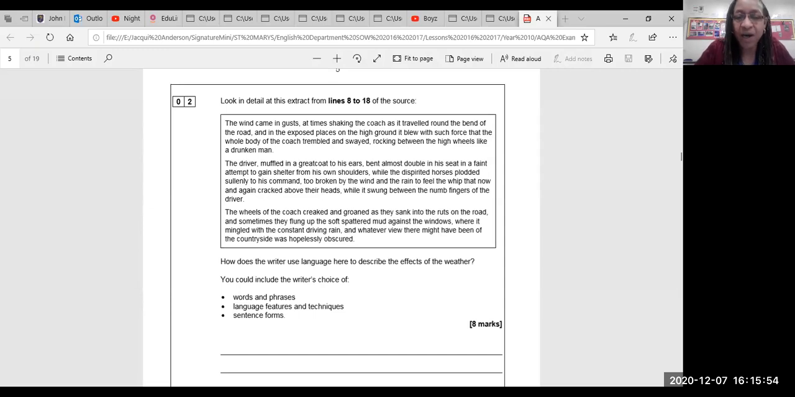Lovely. Once you've highlighted your quotations, the next thing I'm looking for you to do is to annotate those same quotations. There's a reason why you chose those particular words. What is it telling you? What is it saying to you about what the weather was like? I need you to annotate each of your quotations there now. So pause the video and do that now. Annotate, what are the quotations telling you?